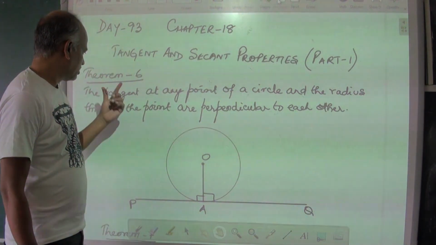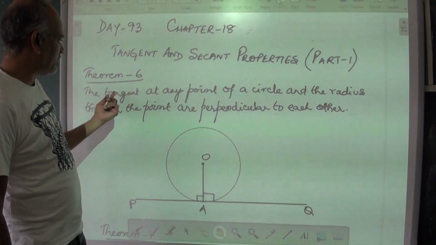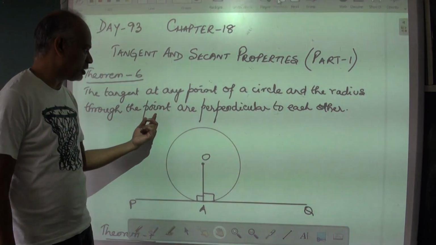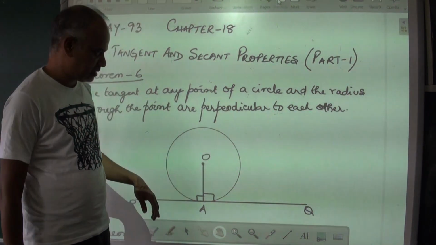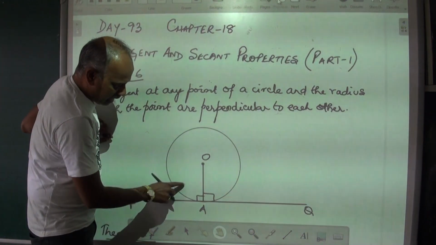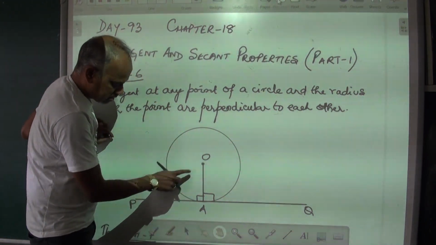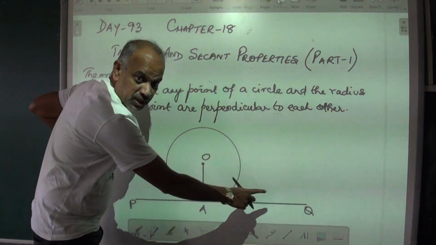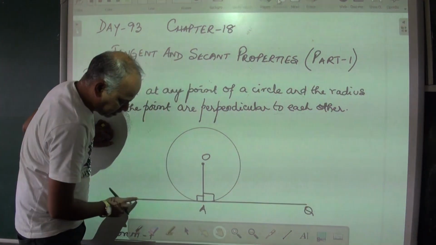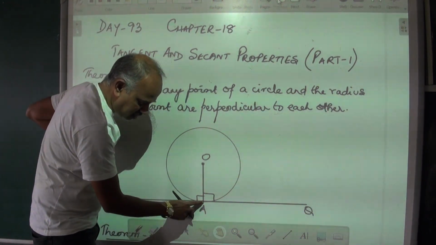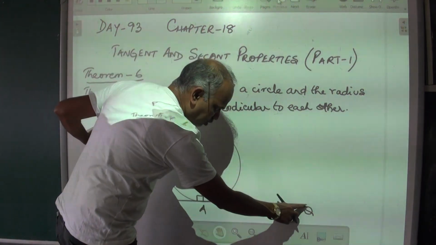The 6th one is the tangent at any point of a circle and the radius through the point are perpendicular to each other. Look at this figure. There is a circle and the center of the circle is O. Now this line that you can see, PQ, is a tangent. A tangent is a straight line which comes from infinity. It touches the circle at one point and goes to infinity.